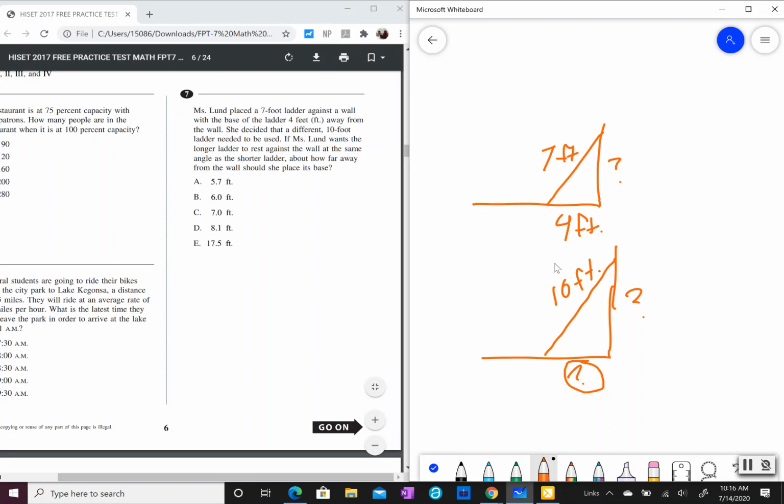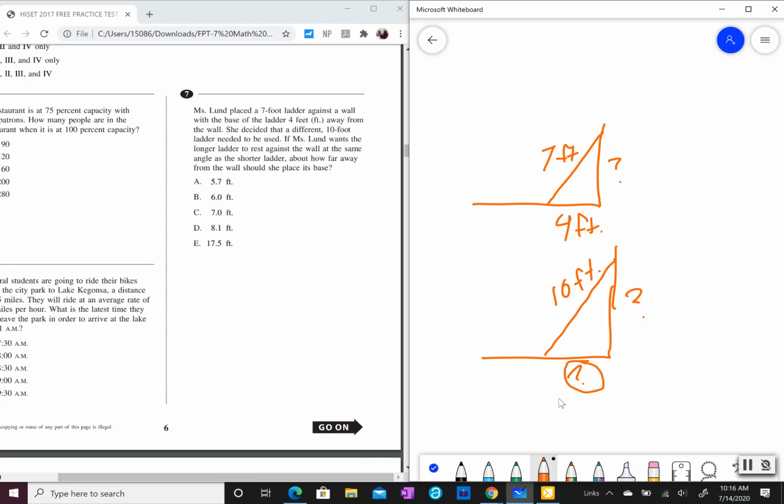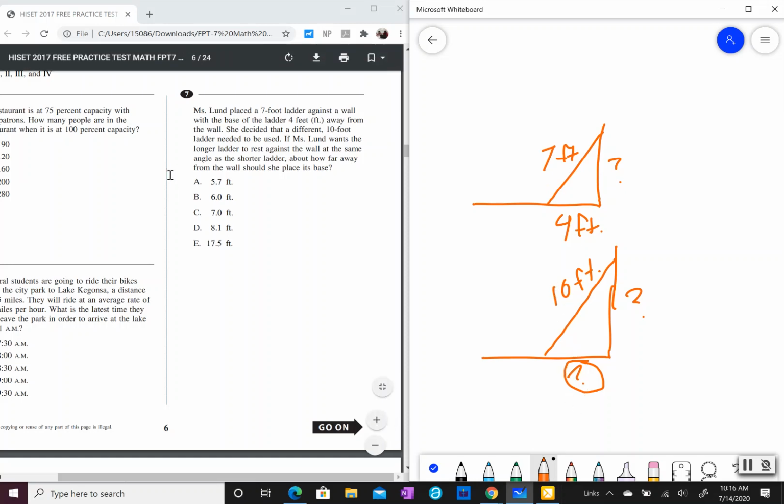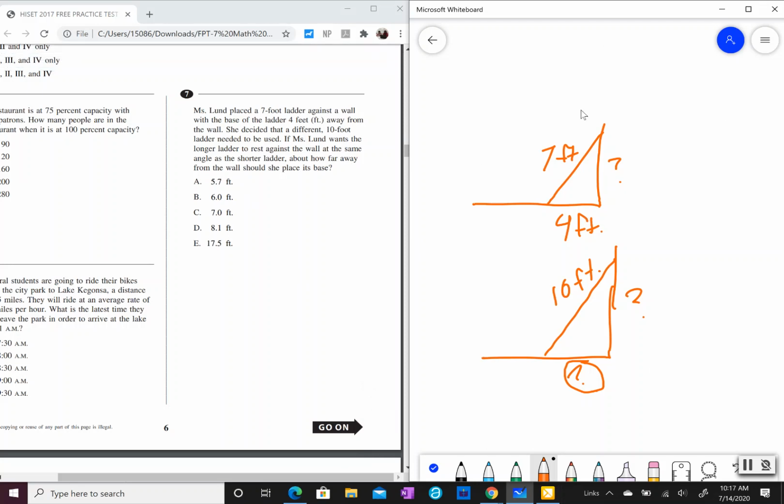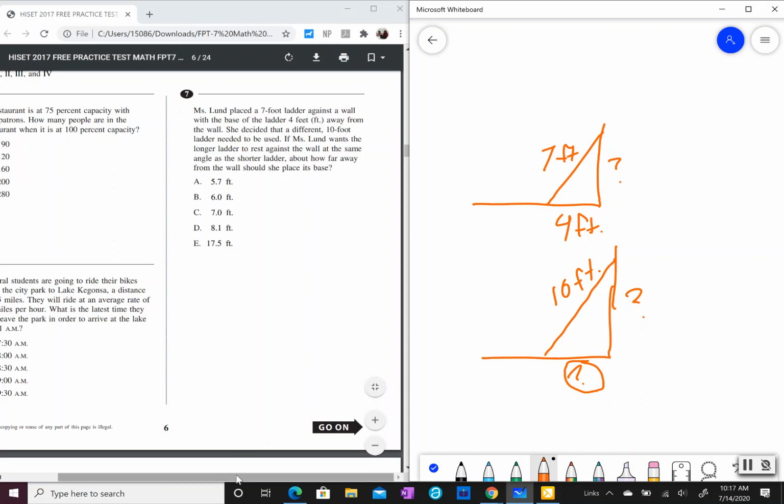Now, how to actually do this problem is a different question. This is a ratio problem. These are congruent triangles, so I can take the ratio of 7 to 4 and compare it to 10 to the unknown answer, and then I would get the answer of 5.7 feet. But all of that aside, what I wanted to show you is that just drawing it out really gives you a visual aid and can be very helpful.